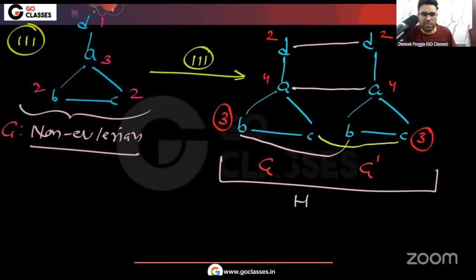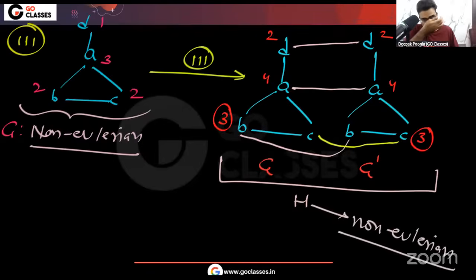But notice one thing, that not all vertices have even degree. You can see that this vertex has odd degree. So definitely I can say that this H is also non-Eulerian. So this third solution will not guarantee that you will get a Eulerian graph. The third solution will not always give you a Eulerian graph.